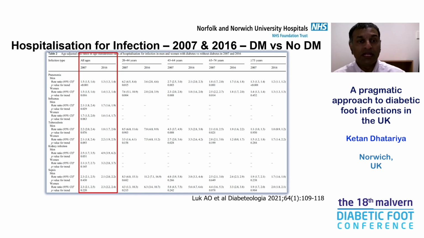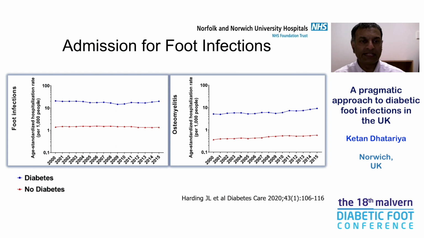And that's across the board. And that's been consistent over the last 10 to 15 years. And these are data that was published last year, looking at the admission rates for foot infections. What I would like you to notice is that the vertical scale on both of these panels is a logarithmic scale. So it's not relative, it's a logarithmic scale.